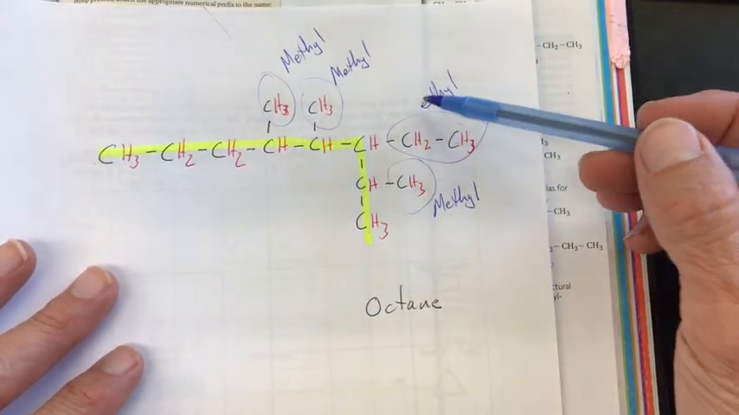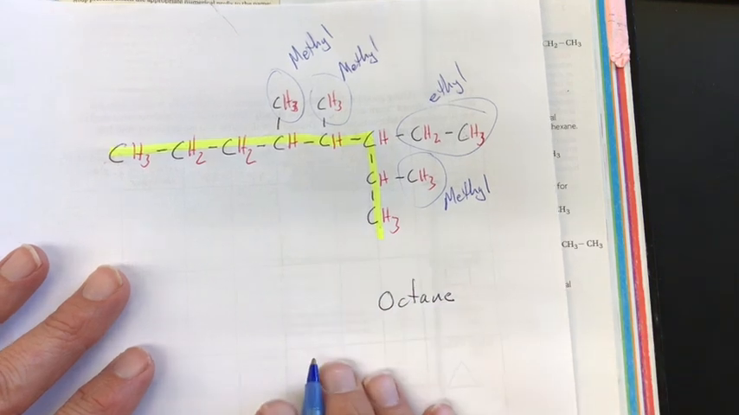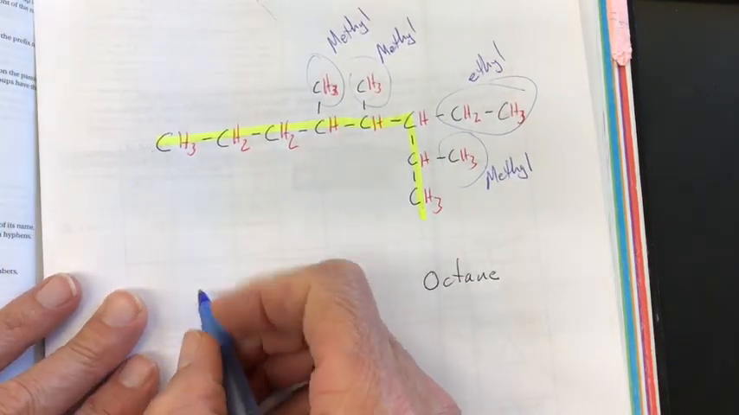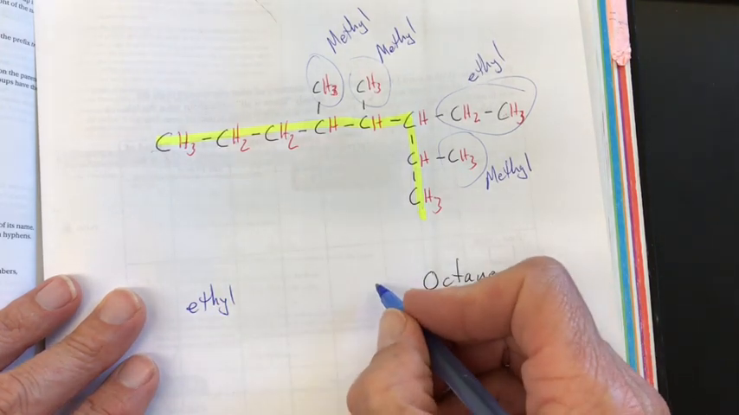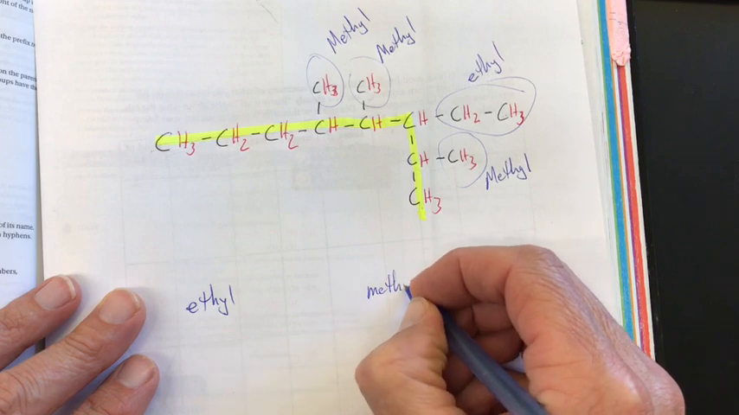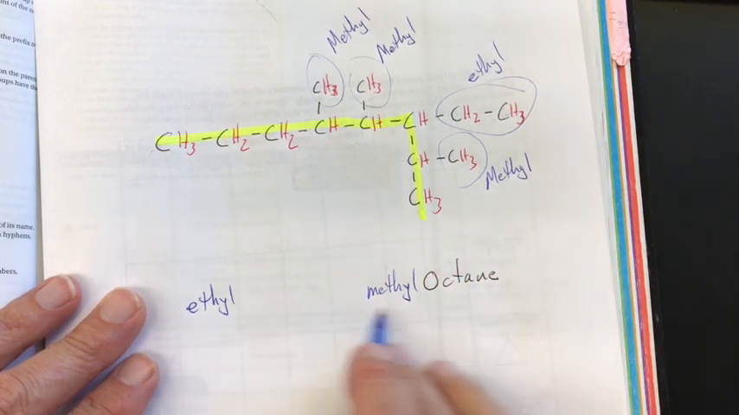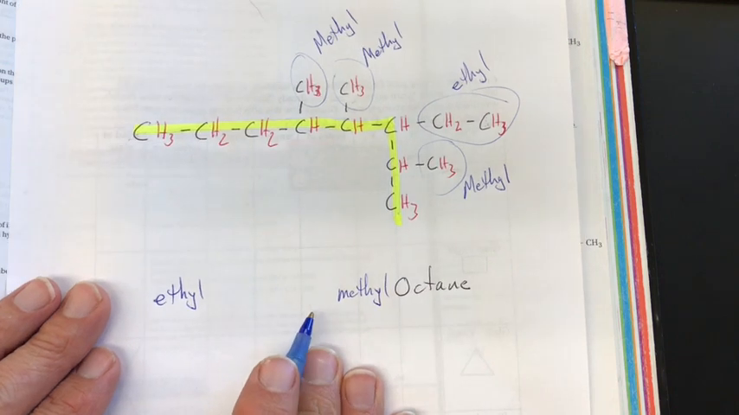So which one comes first, E or M? E comes first. So I'm gonna leave a lot of space here. We're gonna have ethyl, and then we're going to have methyl. I don't know exactly how much space I'm gonna need here, so for now I'm just gonna leave it with plenty of space.